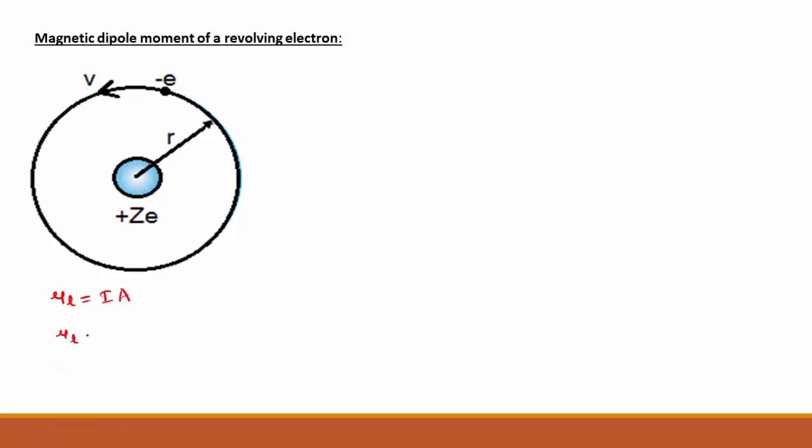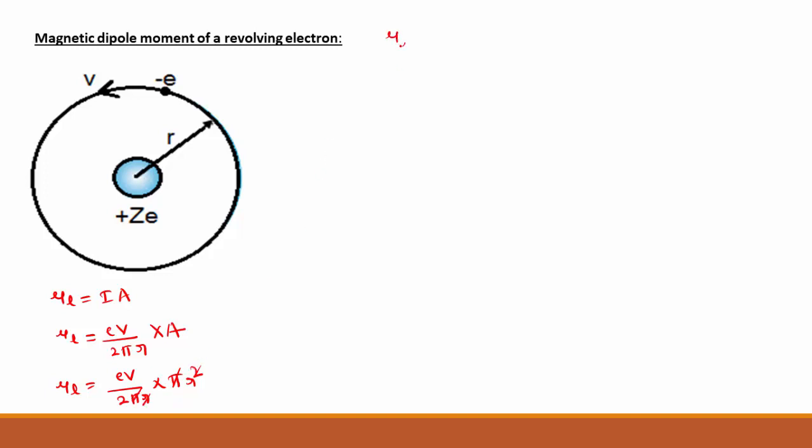Substitute the values. Mu l is equal to I, where I means current due to the motion of the electron. Substitute the I value here. Mu l is equal to ev divided by 2 pi r into A. A is the area of the circle, that is pi into r square. Here pi and pi cancel, and r and r square cancel.